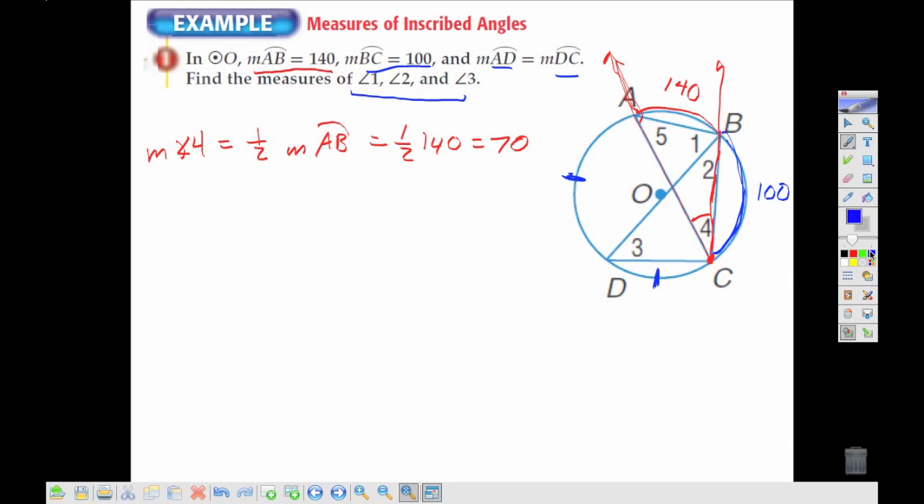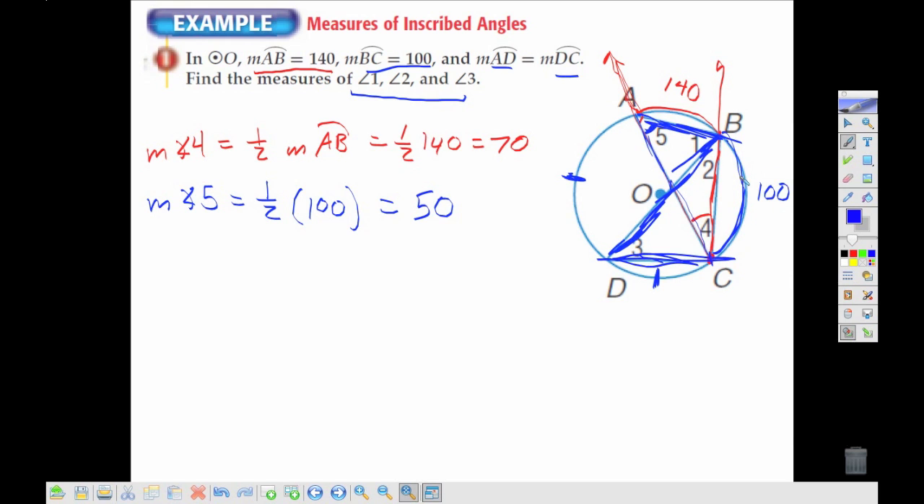I could also look at the measure of angle 5 here. If I look at the sides of that angle 5, it's going to B, and it's going down to C. Notice it's cutting off the arc 100. So the measure of angle 5 would be equal to half of the arc that it's cutting off, BC, which has a measure of 100, and so the measure of angle 5 would be 50. If I look at the measure of angle 3, notice the sides of angle 3 are also going to B and C, which means it's cutting off the same arc, and so the measure of angle 3 will also be 50. It's the same as angle 5.